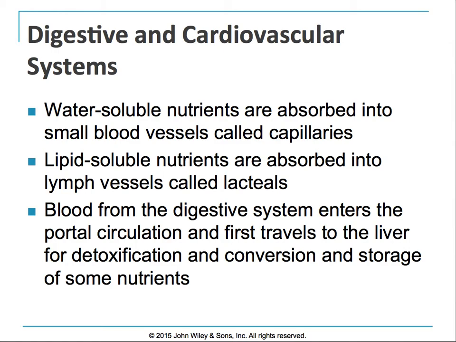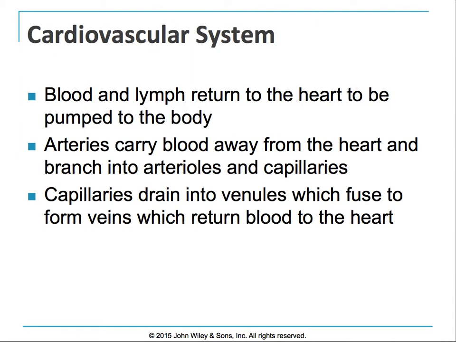Blood from the digestive system enters the portal circulation and first travels to the liver for detoxification and conversion and storage of some nutrients. The cardiovascular system, so this is where we're talking about the blood and the lymph, returns to the heart to be pumped to the body. Arteries carry blood away from the heart and branch into arterioles and capillaries. The capillaries drain into venules, which fuse to form veins, which return blood back to the heart to complete the cycle.